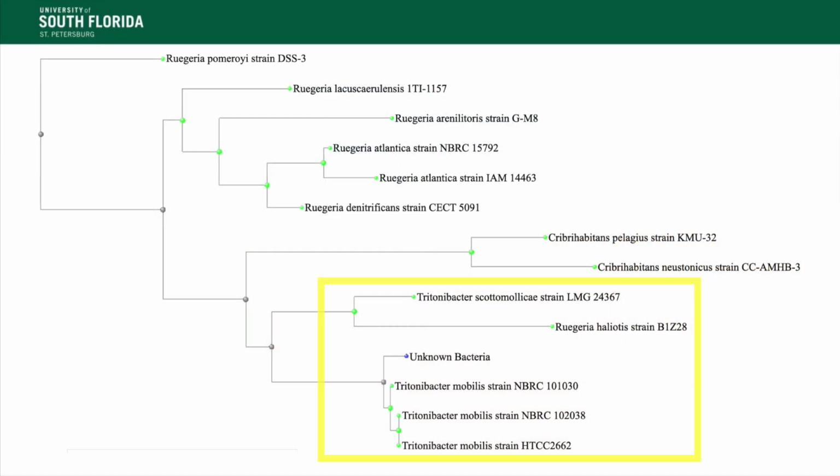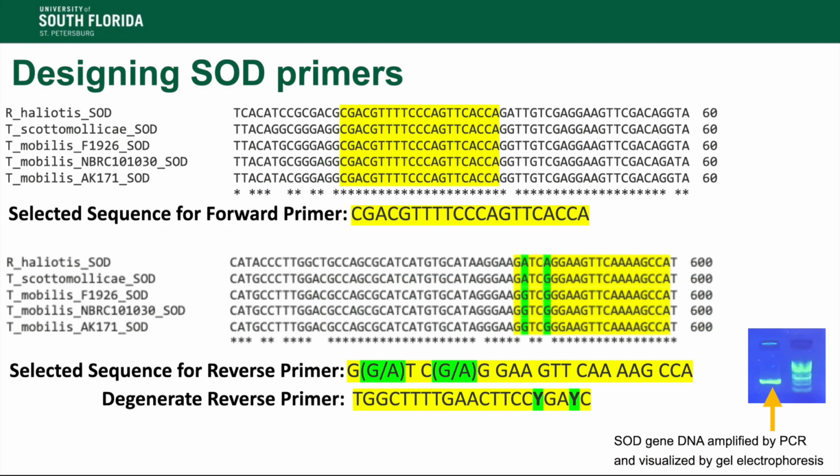The next step was to find the superoxide dismutase gene, or SOD gene, in this bacteria. In order to do this, I generated a phylogeny in the NCBI database from the top 13 closest matches I got when I ran a search on the 16S gene. Then I looked up the SOD gene for as many species and strains as I could find from the more closely related subset of species highlighted by the yellow box. Then I created an alignment of the SOD genes I found and used the conserved regions to design primers.